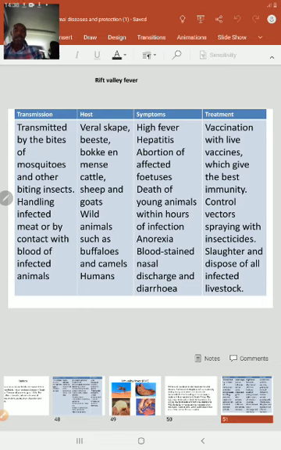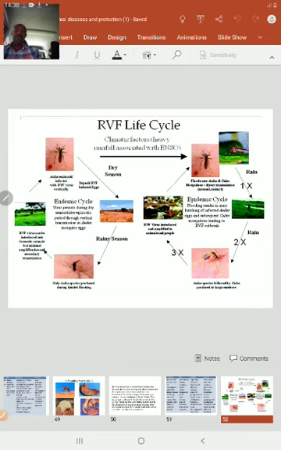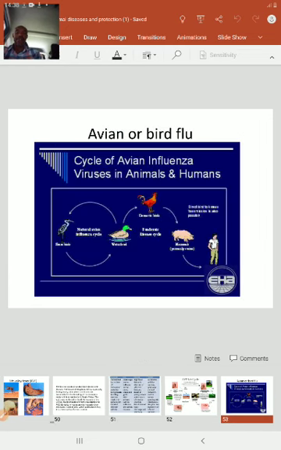Nasal discharge into blood. Also, please vaccinate and control the vectors. You must also slaughter the animals. That is the life cycle of Rift Valley fever.